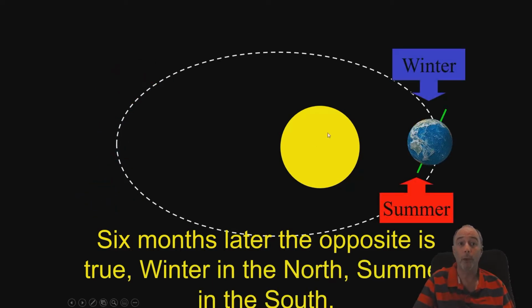Now, 6 months later, the opposite is true. It's winter in the north because look here, the pole is facing away from the sun. The sun's rays are coming right here and they're stopping. It's not getting any light whatsoever at the North Pole, but the South Pole is getting all the light. No matter where this planet spins, the sun is still shining on the South Pole, right?